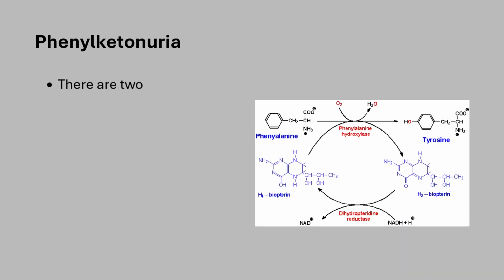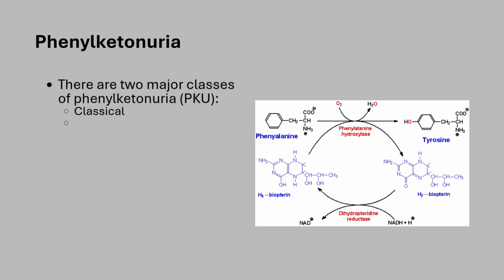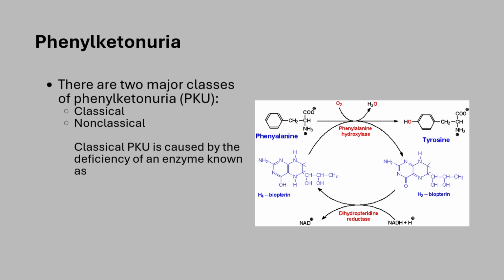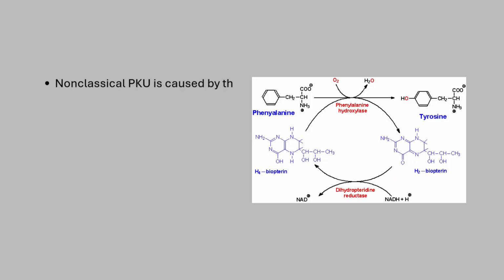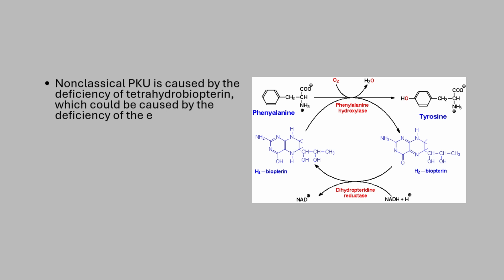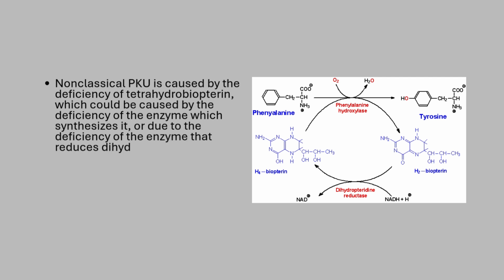There are 2 major classes of phenylketonuria, PKU: classical and non-classical. Classical PKU is caused by the deficiency of an enzyme known as phenylalanine hydroxylase. This enzyme normally converts phenylalanine to tyrosine. It requires tetrahydrobiopterin as a coenzyme. Non-classical PKU is caused by the deficiency of tetrahydrobiopterin, which could be caused by the deficiency of the enzyme which synthesizes it, or due to the deficiency of the enzyme that reduces dihydrobiopterin to tetrahydrobiopterin.